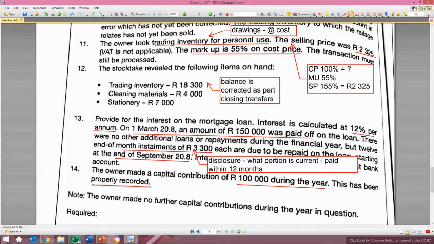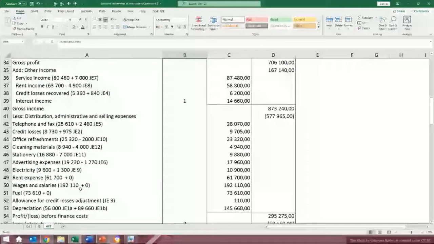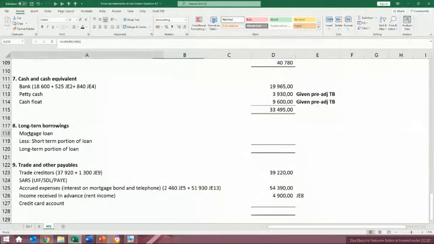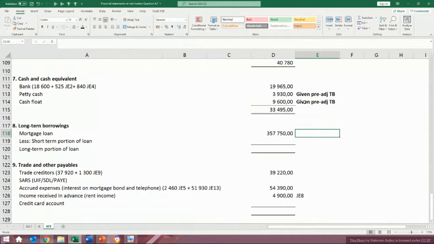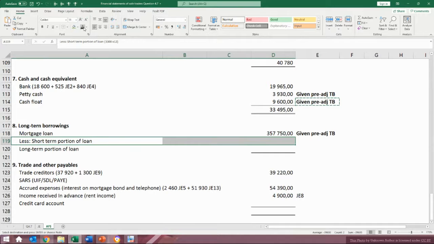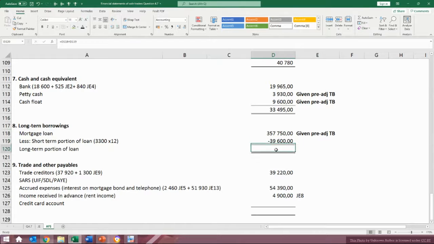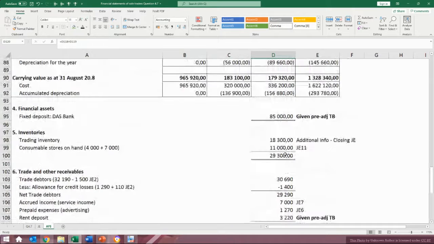Now, what that means is when we look at the disclosure, if I go to the note disclosure, we know the mortgage loan based on the information per the trial balance is currently sitting at 357,750. Based on the additional information, I need to remove the short-term portion out of it, which is the 3,300 multiplied by 12, to work out the long-term portion. So the long-term portion, that is the portion that will be paid after 12 months, is 318,000.